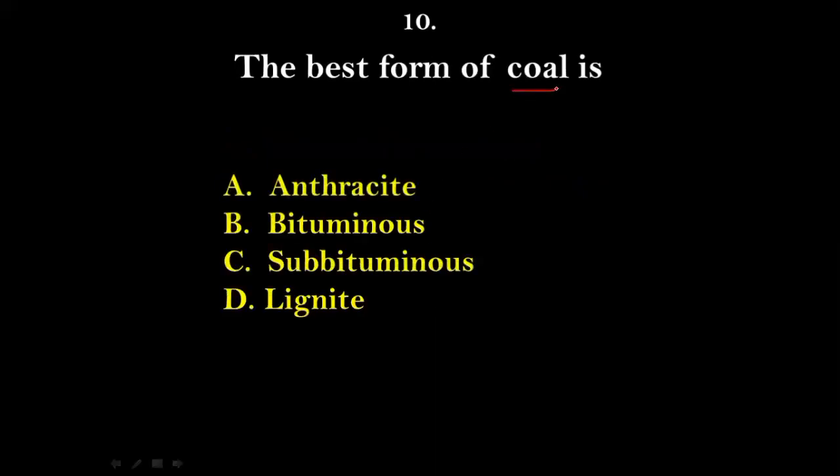Next, question number 10. The best form of coal is, these are the 4 different types of coal: anthracite, bituminous, subbituminous, and lignite. So among these 4 different types of coal, the best form of coal is, and the right answer for this will be option number A, that is anthracite.